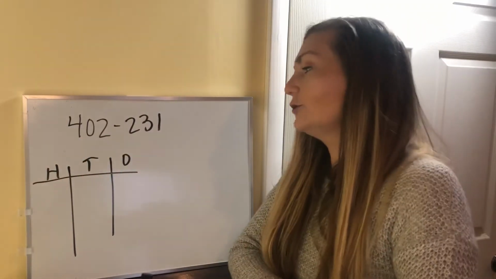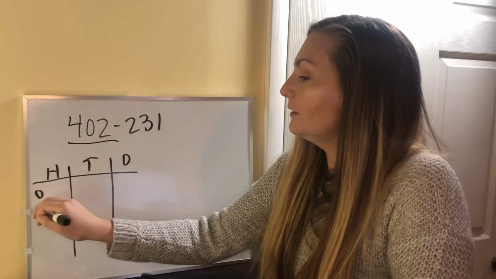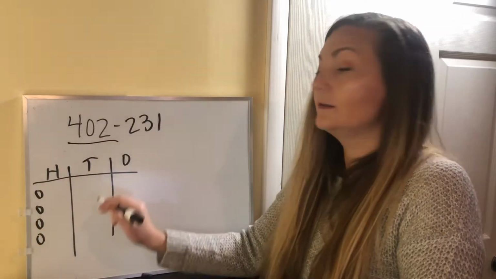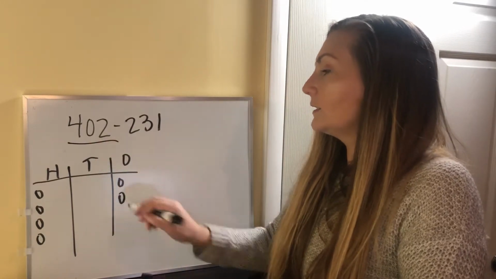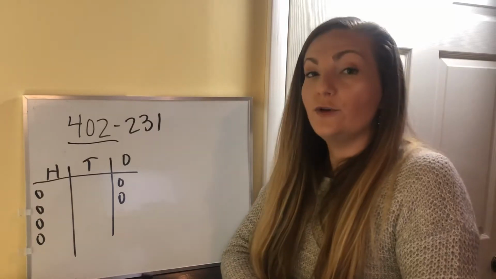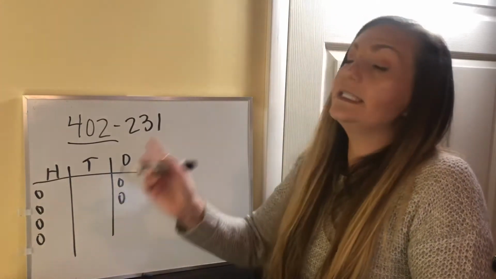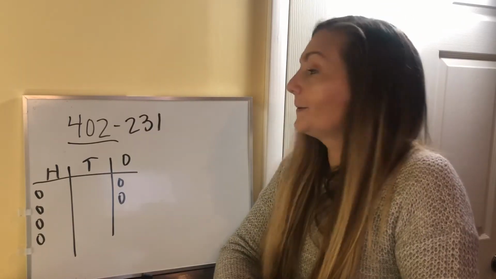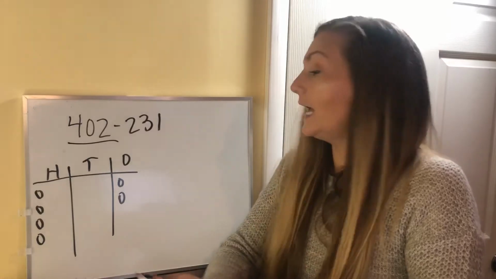And what number am I going to draw first? Our total, which is 400. Any tens? No tens. And how many ones? 2 ones. Now we're going to take away 231. So am I drawing 231 or am I taking away 231? We're going to take this away. Okay, so I'm not drawing anymore.